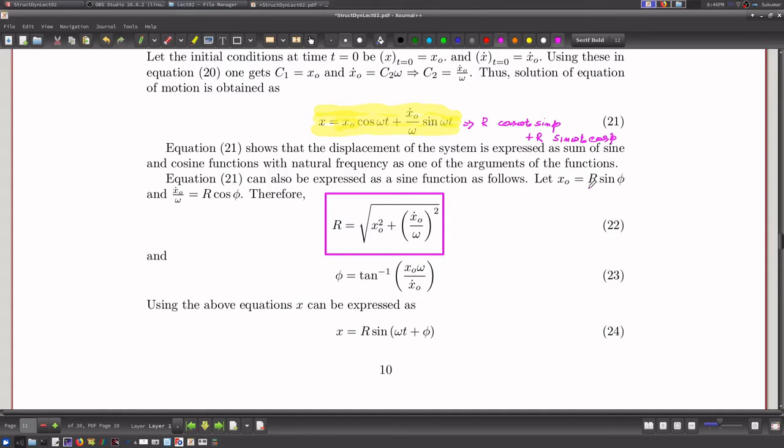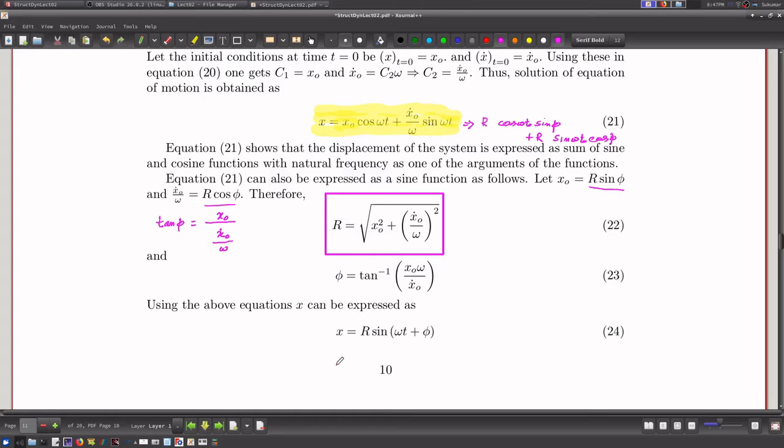So tan phi, from these two equations, I can write tan phi as sine phi by cos phi. Therefore I have x naught divided by x dot naught by omega, so this omega will go up, and hence I will have phi equal to tan inverse of this quantity. Alright, so that I can express this sum of sine and cosine terms in terms of a sine function.